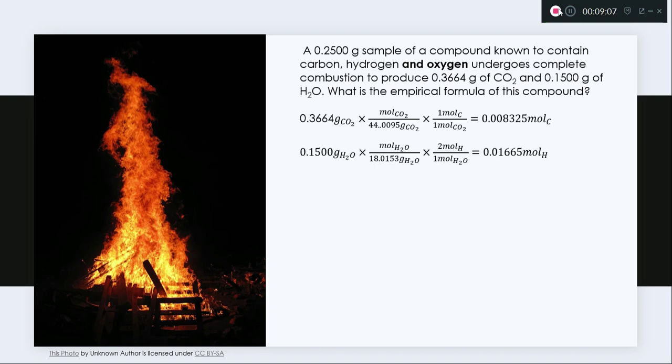Then I'm going to do the same thing for the water, just like the previous example. Take the grams of water divided by the molar mass of water times the 2-to-1 ratio, and I get the moles of hydrogen. Now that's 2 of them. Now I got to worry about that oxygen.